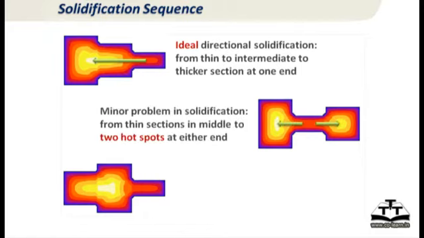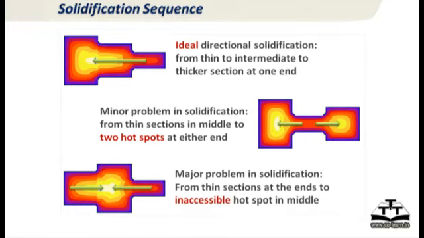The second one is a minor problem. The middle part of the casting is freezing first. On both sides you have 2 hot spots. One is a big hot spot, one is a small hot spot. Big hot spot you can take care of by a big feeder. Small hot spot, either you put a smaller feeder or you put some other tricks like a chill, but then you have to take care of both sides. It's not one side only. So it's a minor problem, but it's a solvable problem.